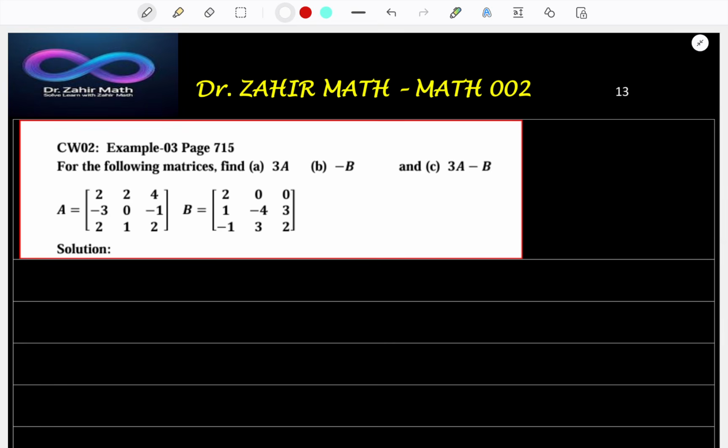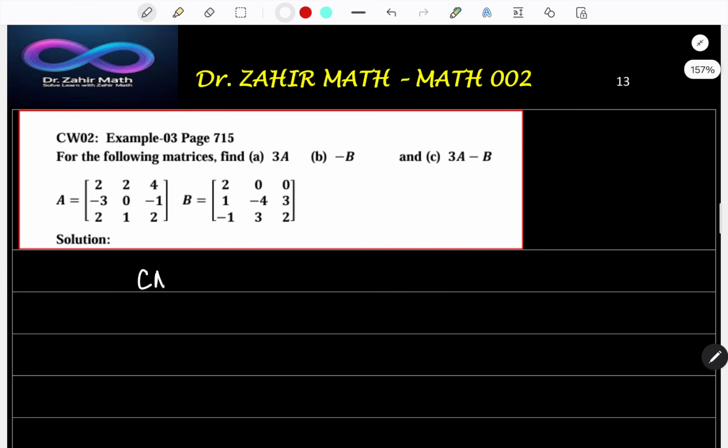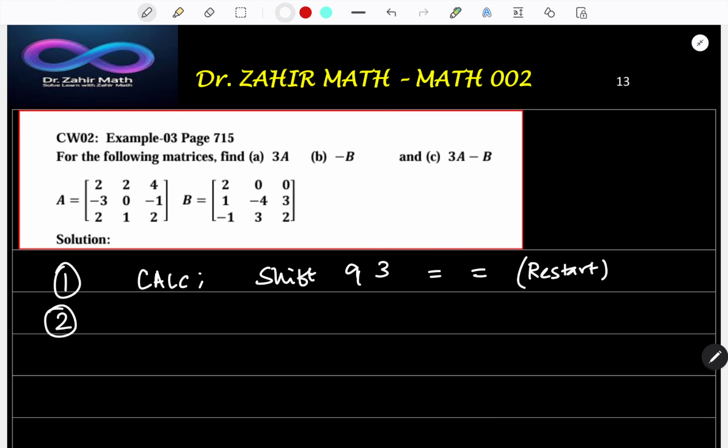For the following matrices, find 3A minus B. Such a lovely question. We are going to find this one, right? Before going to this, I'm going to tell you how to check your answers using the calculator. Listen carefully. Let us go to the solution. Take your calculator, all of you. First you do shift 9, 3, equal and equal. This is the process to restart your calculator. This is step number 1.